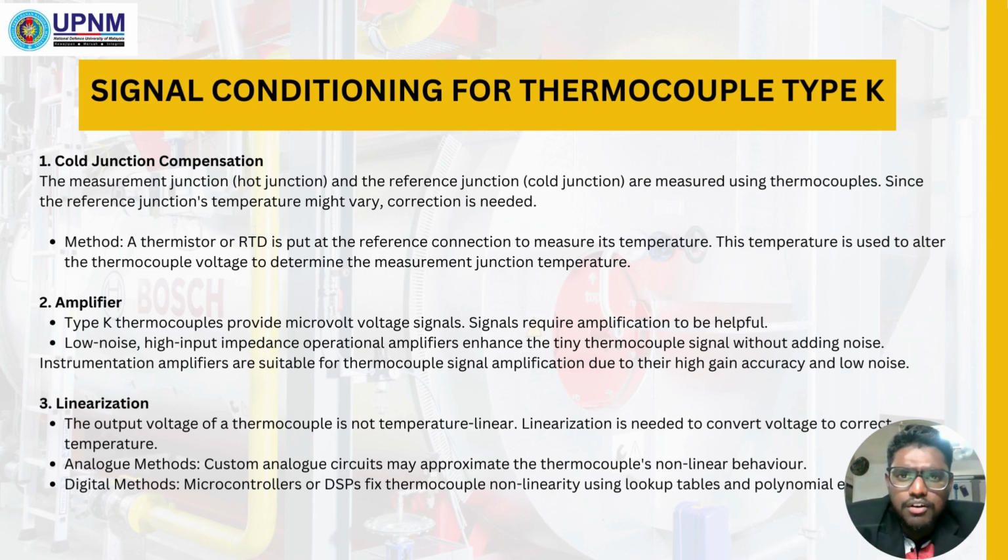From the previous video, we already chose thermocouple type K for our boiler temperature monitoring system. So, what kind of signal conditioning is needed for thermocouple type K? The first one is cold junction compensation. The measurement junction is the hot junction, and the reference junction is the cold junction. Then the amplifier: the type K provides a microvolt signal, and the signal requires amplification to be useful. And then linearization: the output voltage of a thermocouple is not linear with temperature.